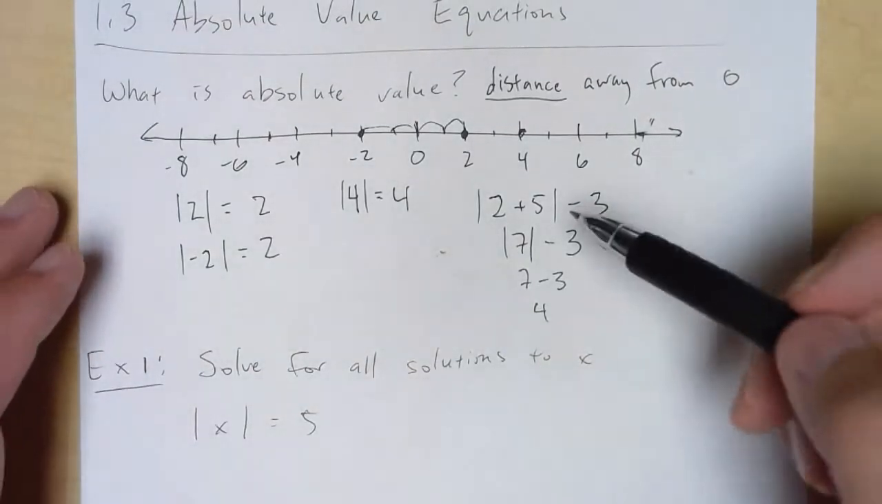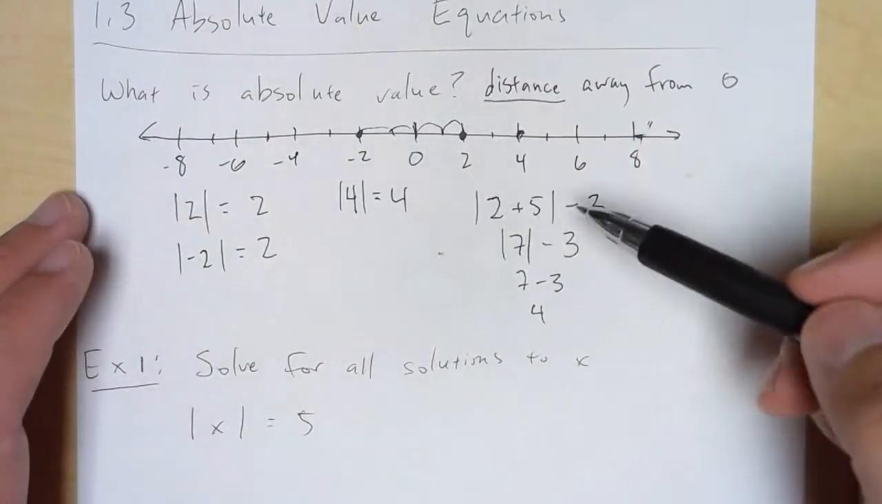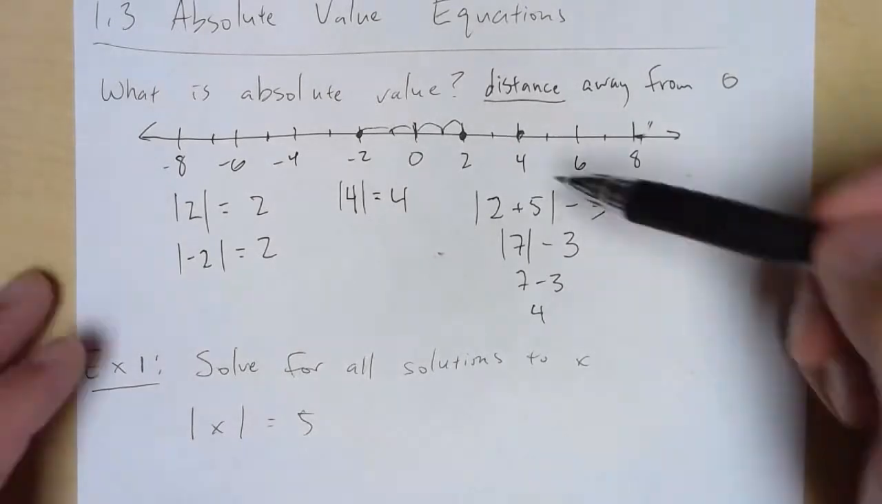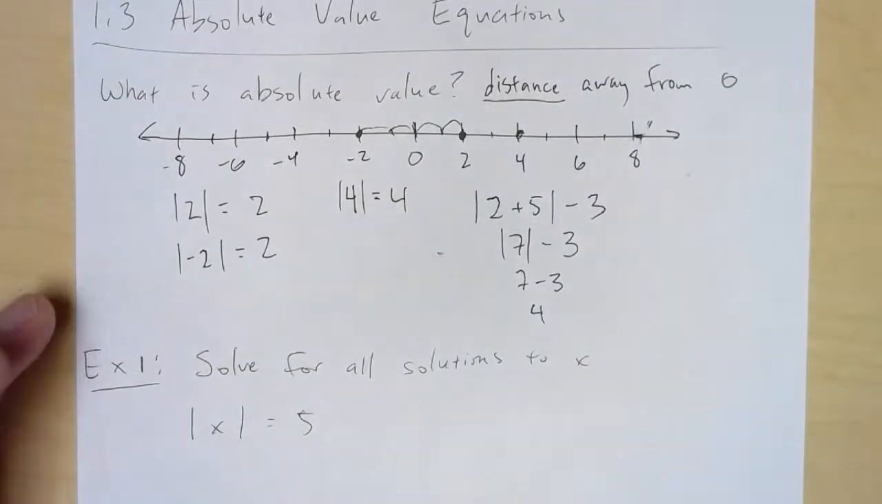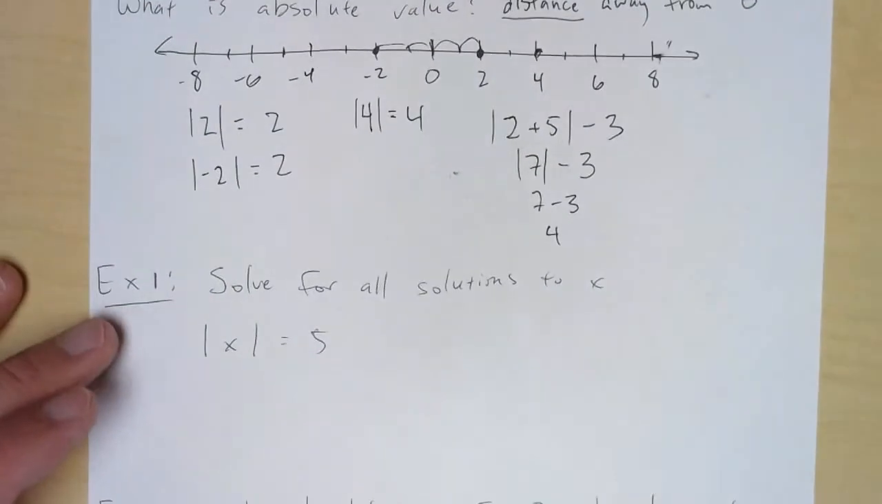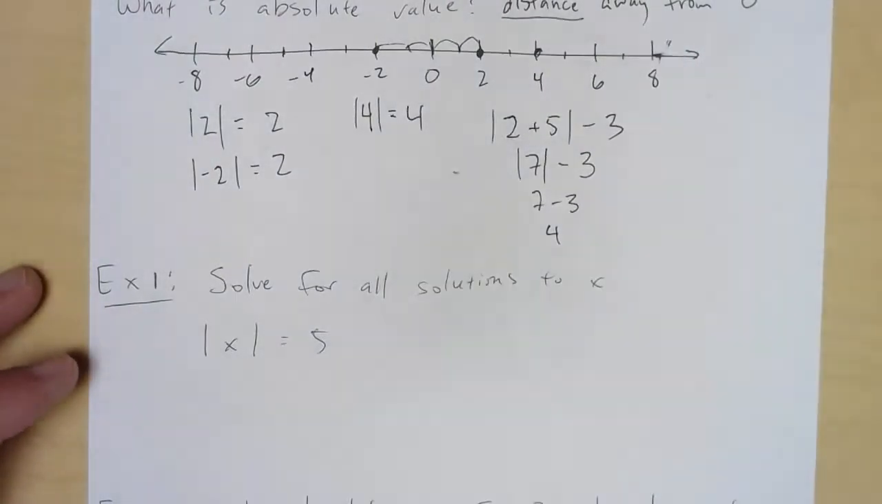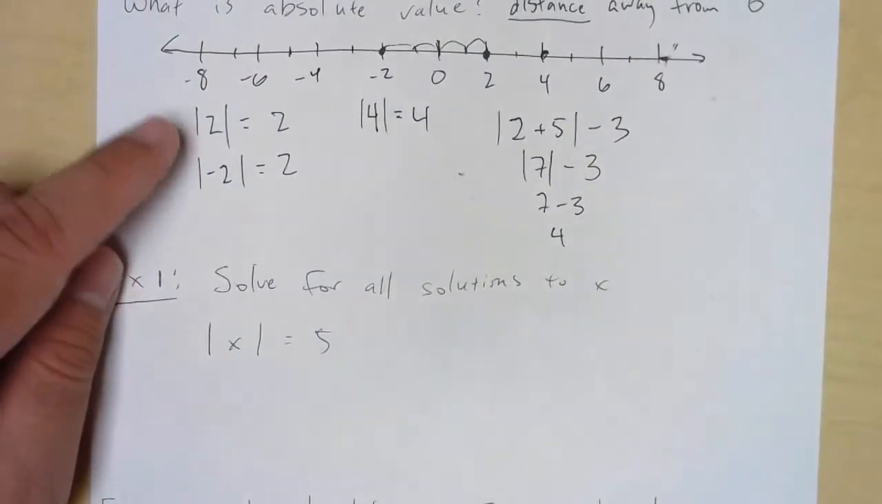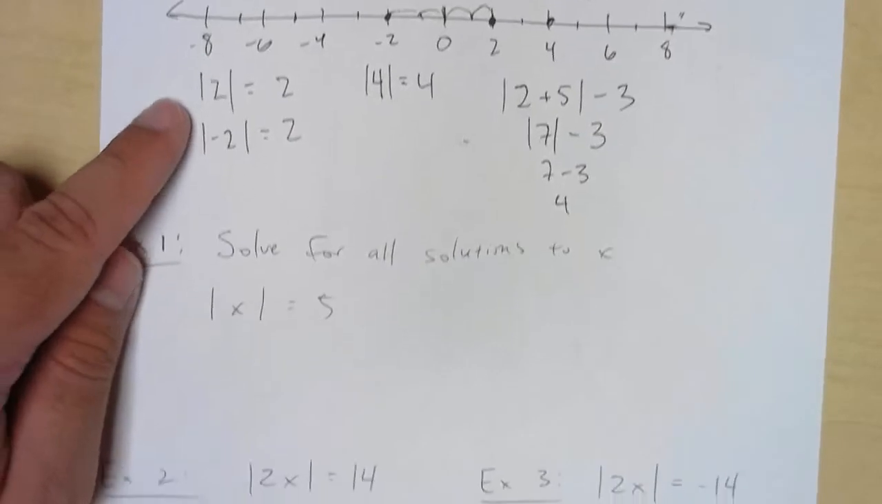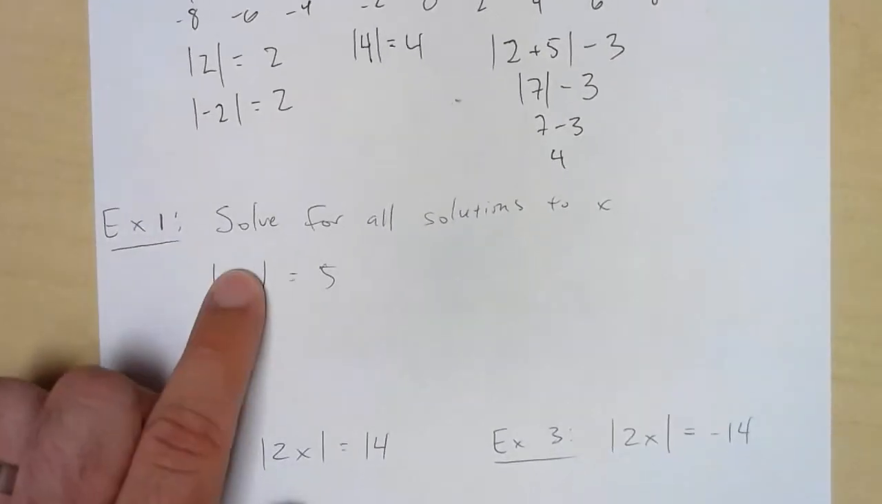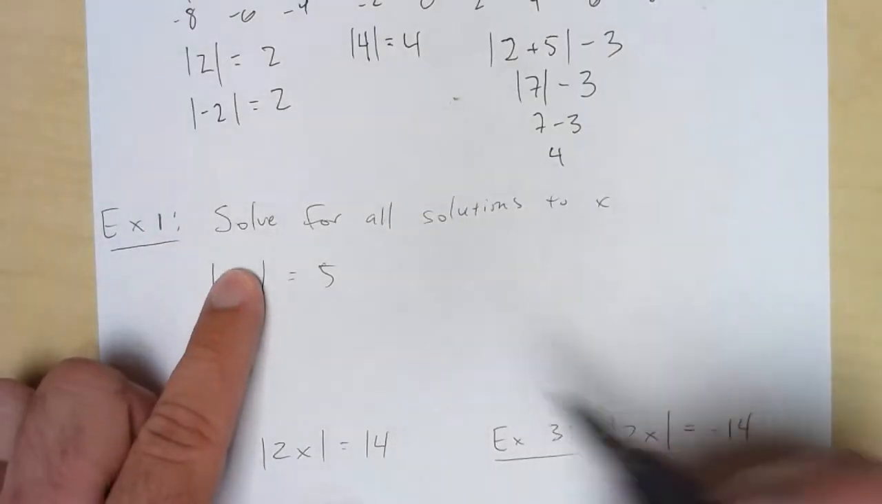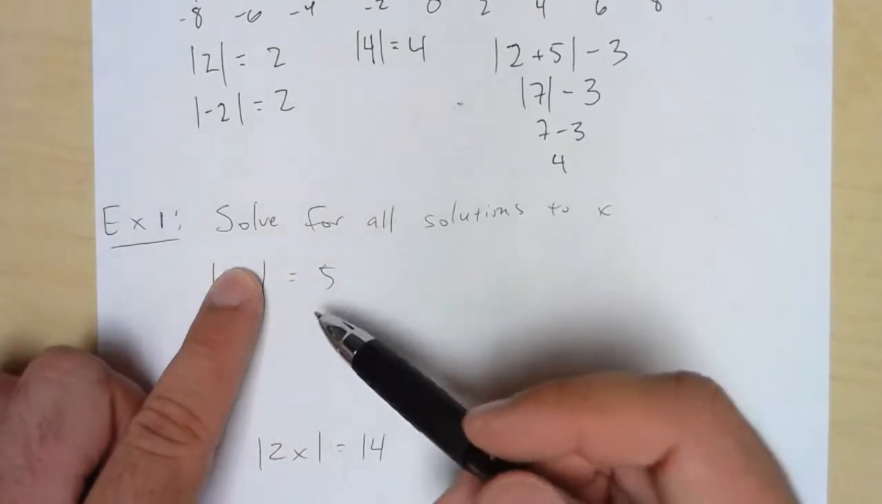So when you're trying to simplify these things, it acts exactly like parentheses. It's not a big deal. Just do the stuff on the inside first, just like you would for parentheses. Okay, so example 1, solve for all solutions to x. Remember up here we talked about how there were 2 different solutions for the same number. So absolute value of something, our unknown, I'm just going to put my finger over that for right now, the absolute value of something equals 5.